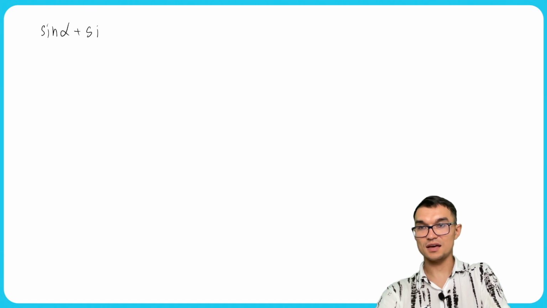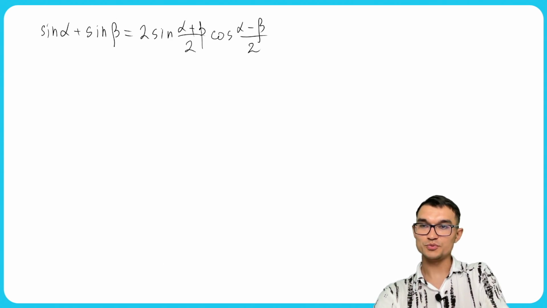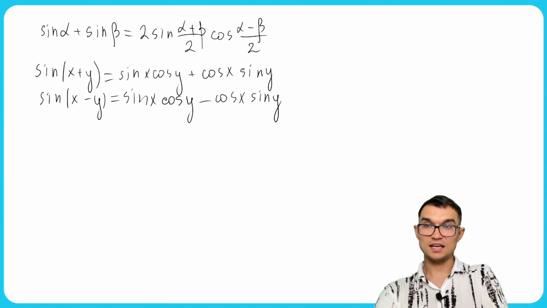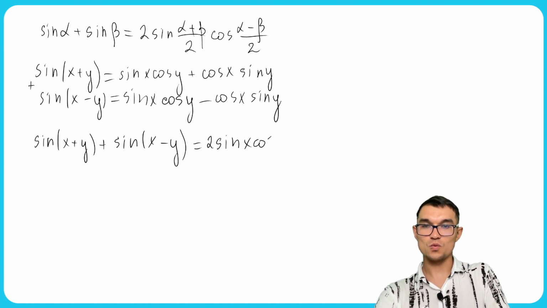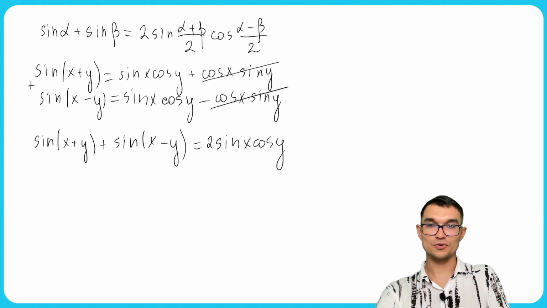And now let's get to the formula that I promised you. So the formula is a sum of sines, and sine alpha plus sine beta equals 2 sine alpha plus beta over 2 cosine alpha minus beta over 2. And to prove that formula, we're going to use two other formulas, sine of a sum and sine of a difference, and they look like that. And if we add these formulas together, then we're going to have sine x plus y plus sine x minus y equals 2 sine x cosine y, because these two terms add up together and these two terms add up to 0 because they're opposite.